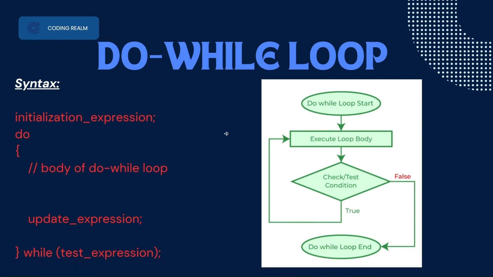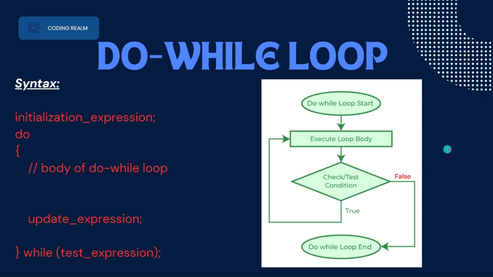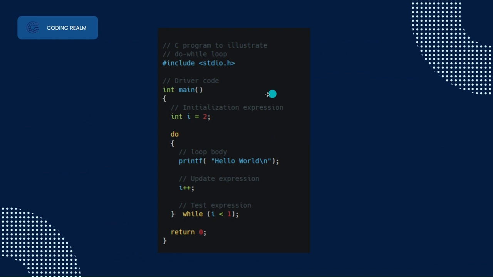This is the syntax of the do while loop, and this is the flow chart. Start the loop. We have the loop body, then the condition. If the condition is true, the loop body is executed again, and if it is false, the loop ends. Let's see an example about the do while loop. Here we have the initialization expression, i = 2, do, open the braces, the loop body starts here, printf hello world, we have the update expression, i++, and the while test expression, and it ends with the semicolon.